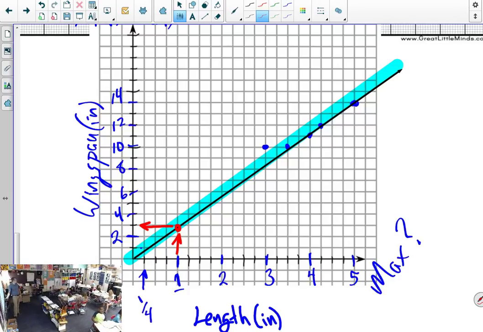Hey, hold up, we're not done. They released early. It's not my fault. 2.75. Find the point on your X. Follow it up to your prediction line, and then from that point go over to make your prediction. About 7.5 likely.